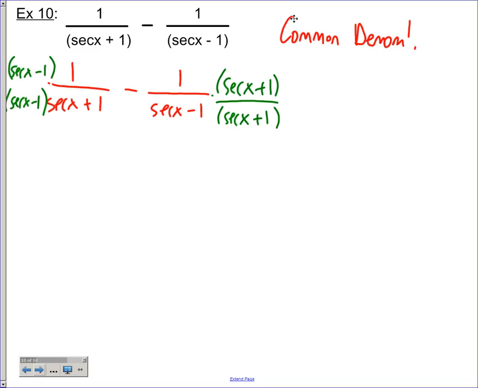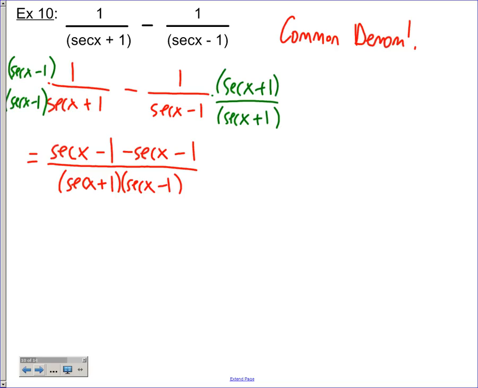And then we'll start distributing everything out. We get secant x minus 1 minus secant x minus 1, and that's all over secant x plus 1 times secant x minus 1. Right, in the numerator, we have secant x and we have negative secant x, so those cancel out, and we're simply left with negative 2. And we have secant x plus 1 and secant x minus 1 in the denominator, which is a plus b, a minus b. So I'm actually going to FOIL those out, and I get secant squared x minus 1.